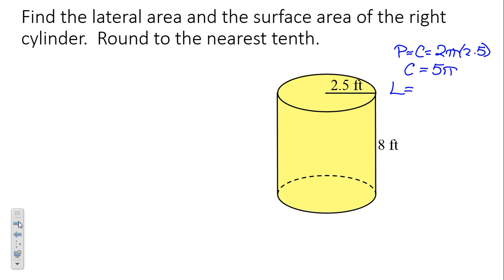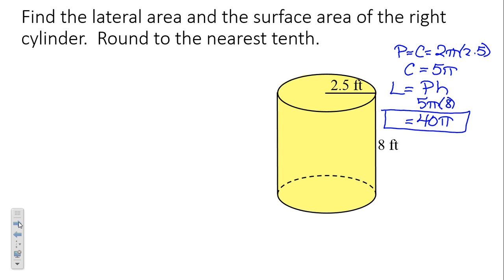So L is nothing more than that P times the H. So 5 pi times 8 gives us what? 40 pi. It's 40 pi. Okay, that's one of our answers. Box it in so we know.